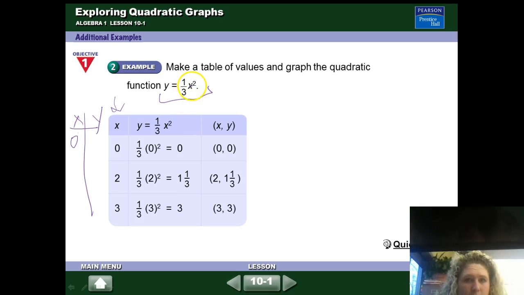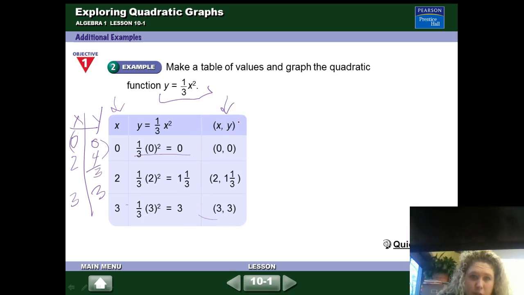Well, 1/3 times 0 squared. Well, 0 squared is 0. 1/3 times 0 is 0. So this is kind of showing you the work, the math part. And then here's what we're looking for. We get 0, 0. Plug in 2. 2 squared is 4. 1/3 times 4 gives me 4/3. And 3 squared is 9. 9 times 1/3 is 9/3. 9 divided by 3 is 3. So here's my ordered pairs, which they have done nicely as well in this column.